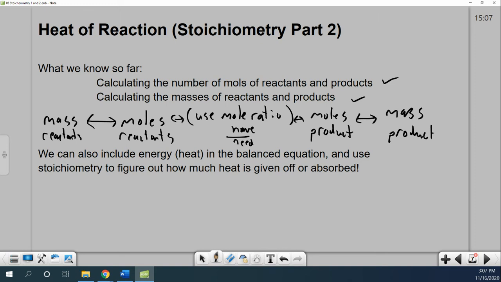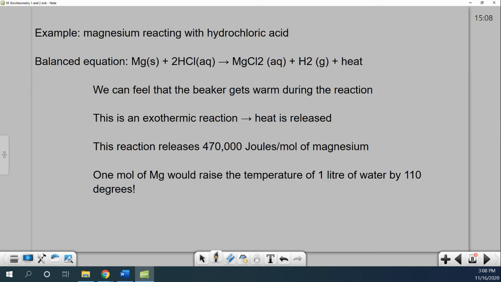There's one last part we can include. We can include energy or heat in the balanced equation and use stoichiometry to figure out how much heat's going to be given off or absorbed. So if something soaks up energy or gives it off, we can include that as part of our balanced reaction and use stoichiometry to calculate exactly how much heat will be given off or absorbed.